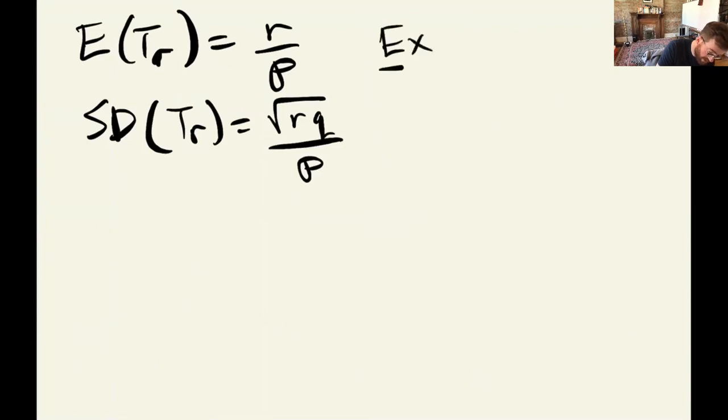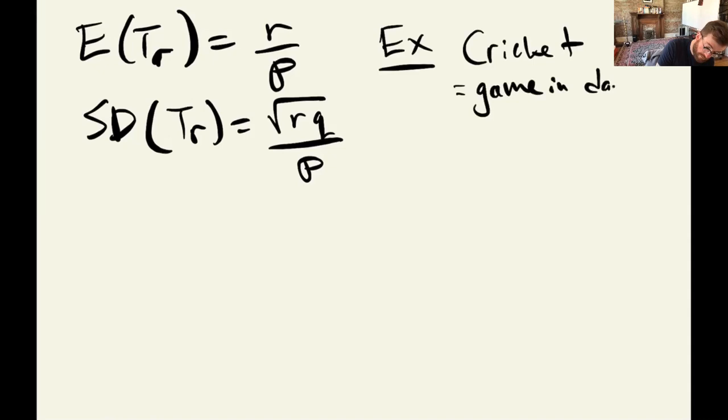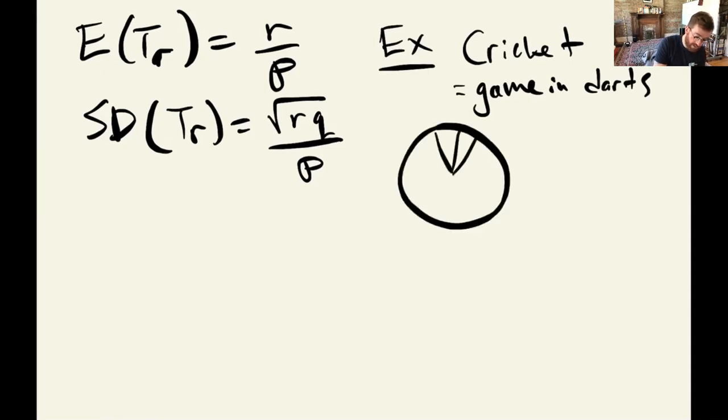The type of example question that you might have to face with this is something that's related to, let's say, cricket, which is a game in darts. So what happens in darts is that you have to go around the board and you actually have to hit certain numbers, namely the ones between 15 and 20, three times each in order to close that number so that your opponent can't score any more points on you. And so 20 is right here at the top.